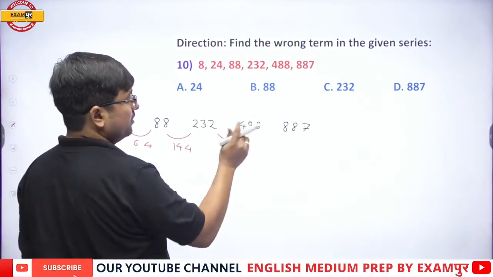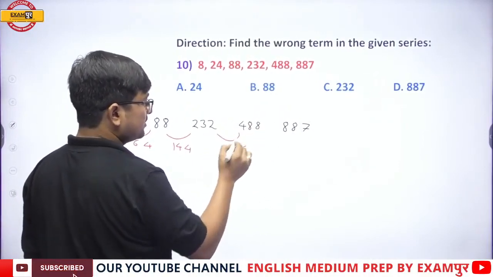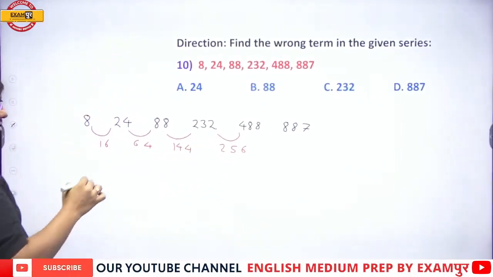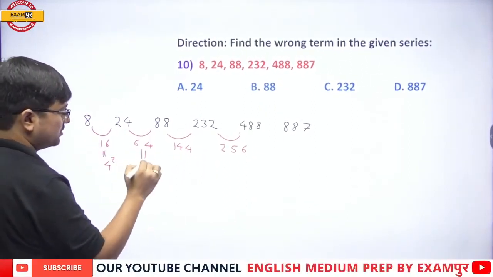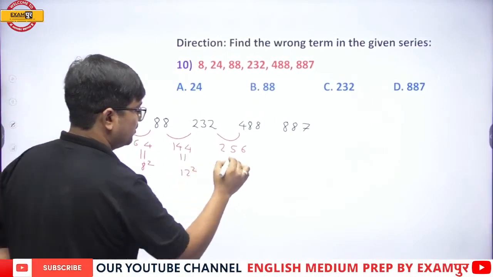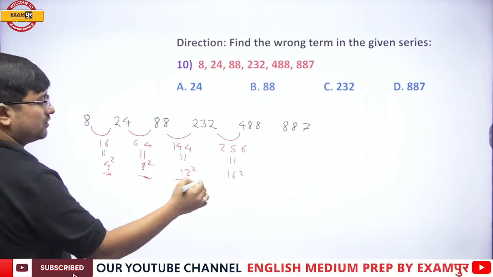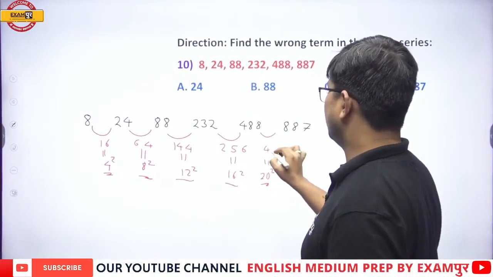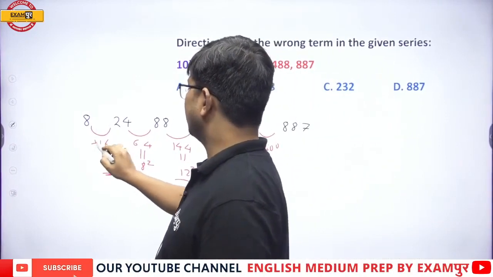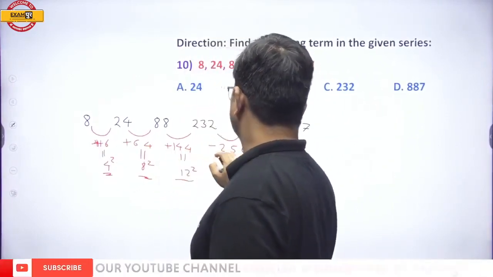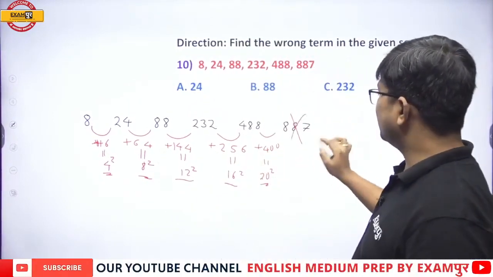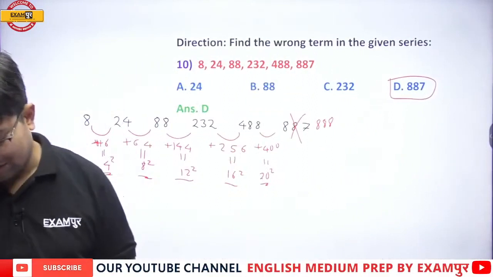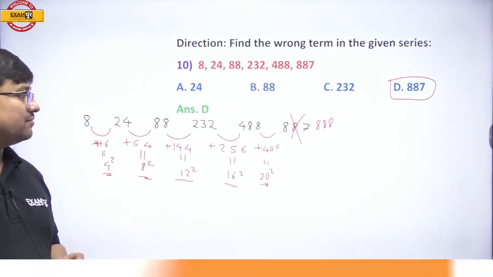Okay, now here, 8 minus 2 is 6, 8 minus 3 is 5, 4 minus 2 is 2. Okay. So now you can understand some of the things, like this is 4 square, this is 8 square, this is 12 square, this is 16 square. So 4 square, 8 square, 12 square, 16 square, and now 20 square. Now 20 square is 400. And now you can see over here, addition is going on. Okay, so now if you add them, will you be getting this? You will be getting 888. So the wrong term over here is 887. All right, everybody? Fine? Yes or no? Next.